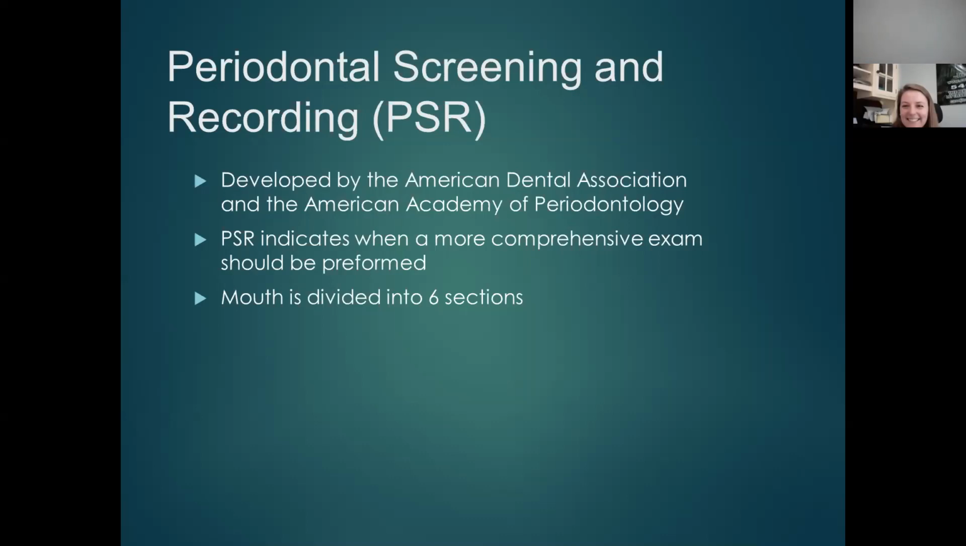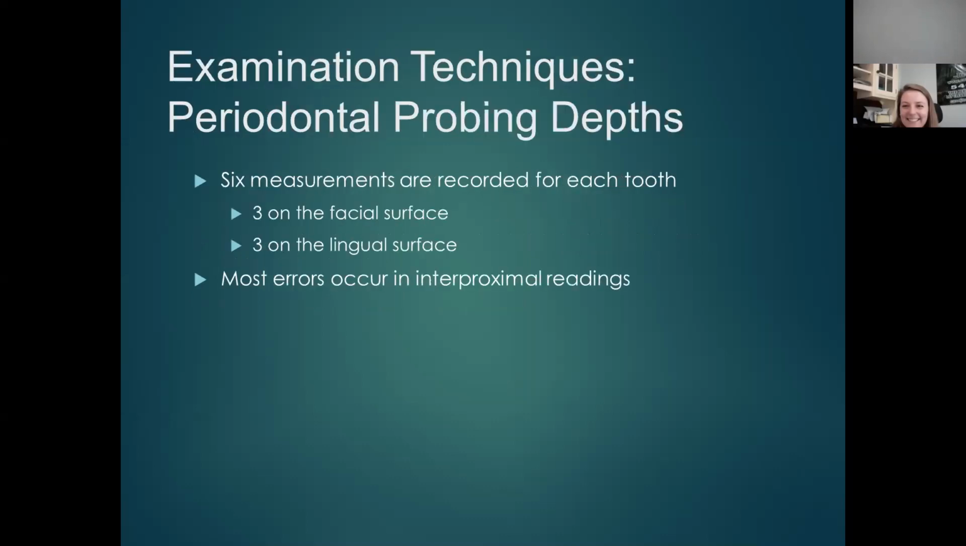Again, the mouth is divided up into 6 sections, so you've got 6 areas, and if you just have one area that has a 3 or a 4, that shows it needs further investigation or a more comprehensive exam. The idea was you're only doing that comprehensive exam on that one sextant, again, to save the clinician time. And my philosophy was, no, we don't do it this way. So you've got 6 measurements that are recorded around each tooth. On the PSR, you have 6 measurements, but you're only writing down one category.